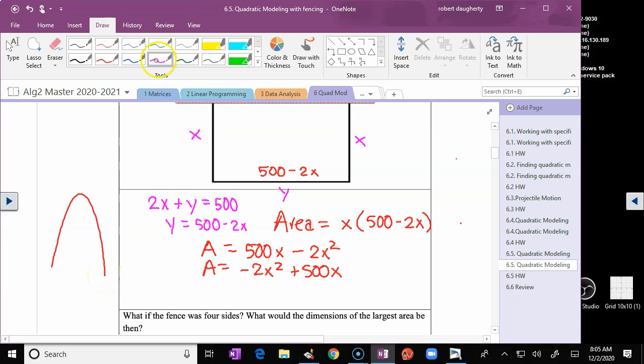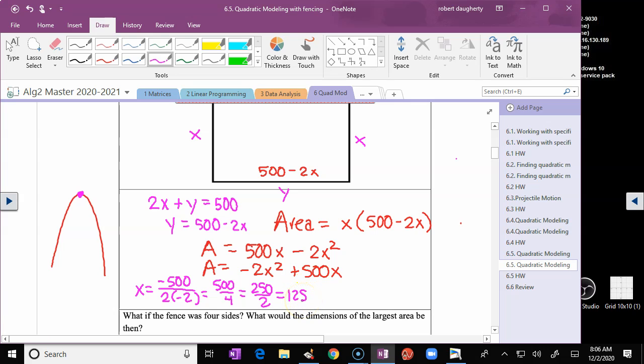How would I find its maximum? That's just code for where is the vertex, okay? The vertex is going to be at x equal what? Negative b over 2a. So this is going to be 500 over 4, which is what? 250 over 2, which is 125, okay?